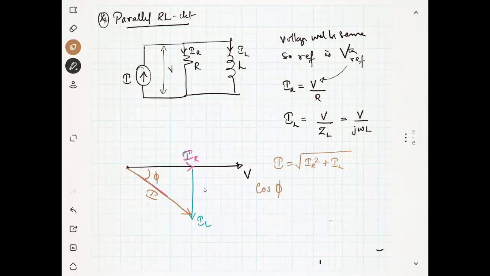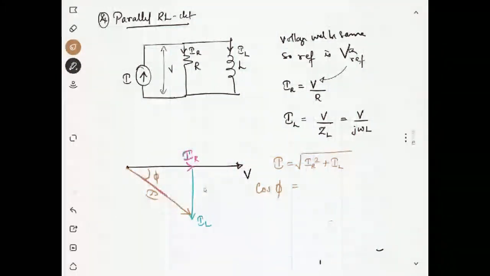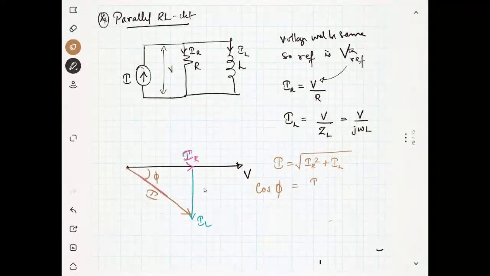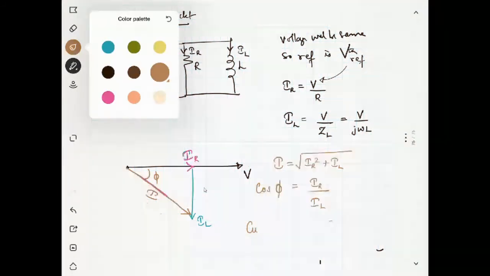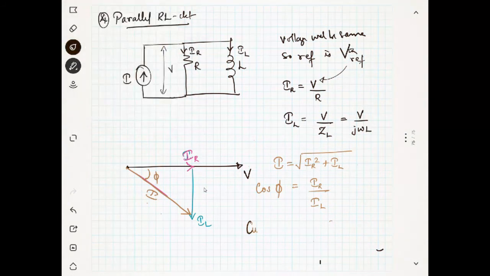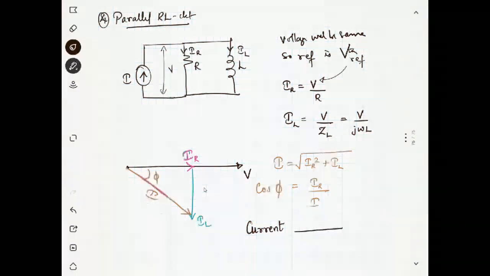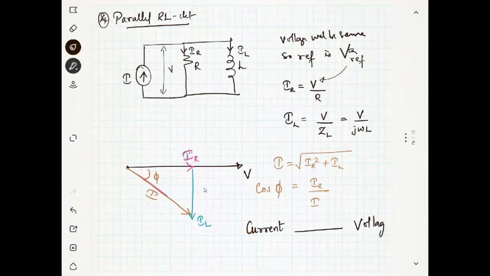Okay, cosine phi. What is cosine phi? Cosine phi is IR over I. Am I correct? Yes, right. Please remember this idea. I will talk about IR, the resistive current, over I. Yes. So talk about this idea: my current is dash the voltage. This is the idea. Okay.